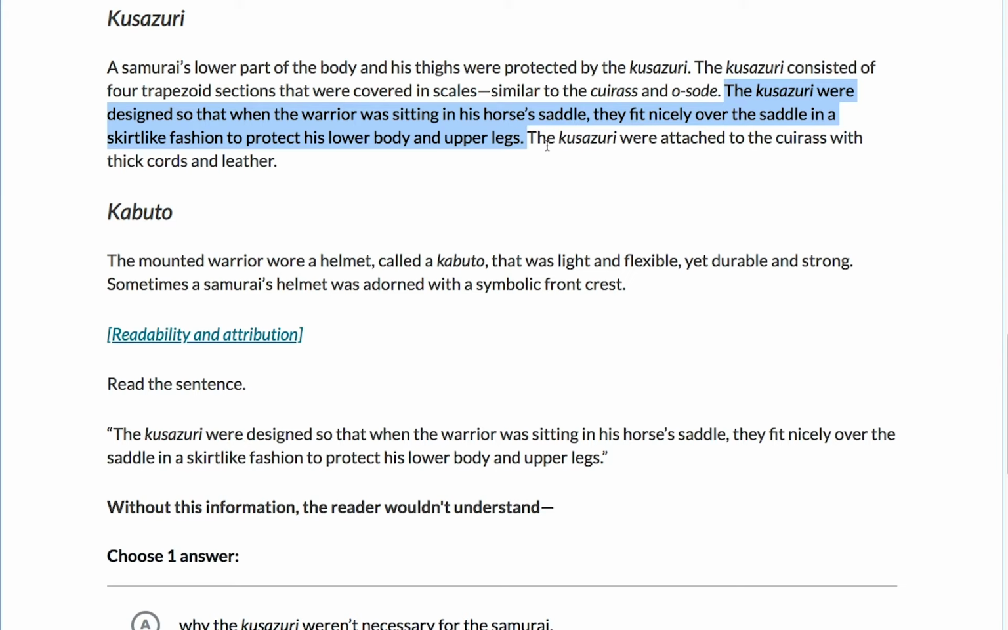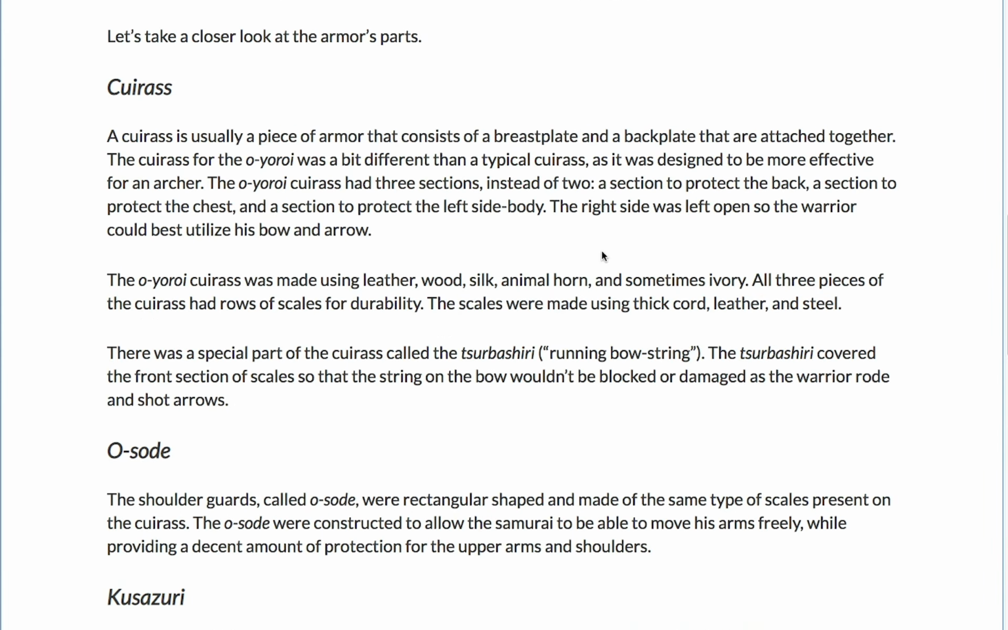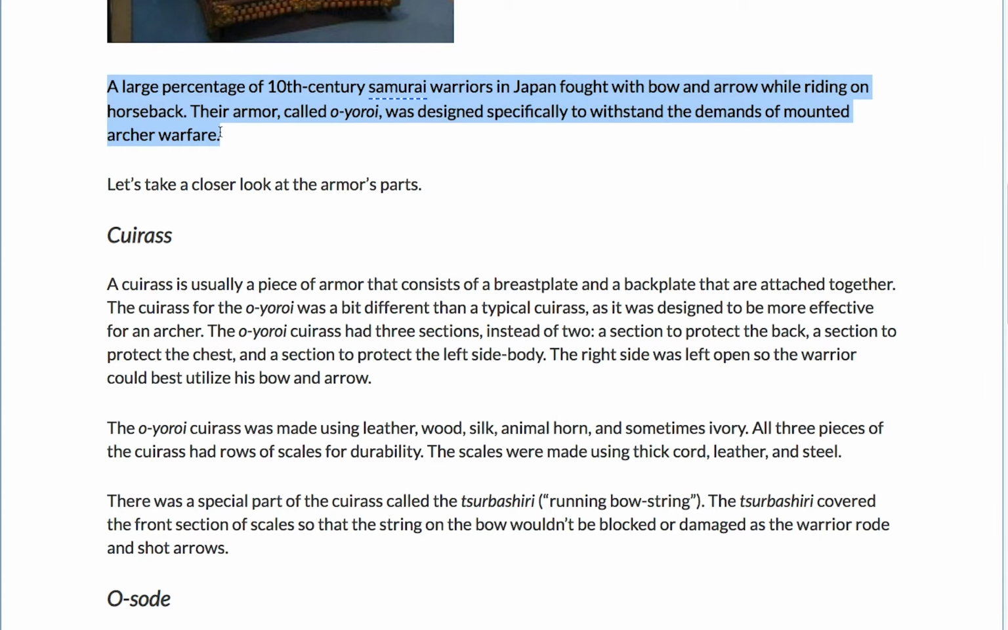This particular sentence tells us how this part of the armor protects a samurai's legs while they're on horseback. The paragraph and section it's part of detail the whole construction of that part of the armor and how it relates to the other pieces. And all of those paragraphs together form one text that explains the thing it set out to explain. What is o-yoroi, and how does it work for 10th century horse archer samurai?